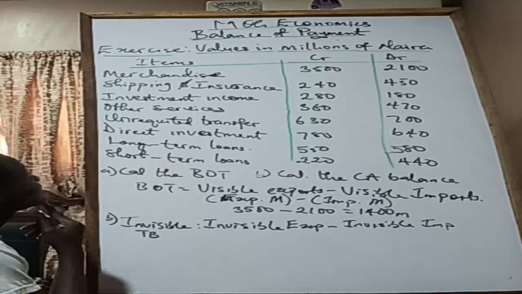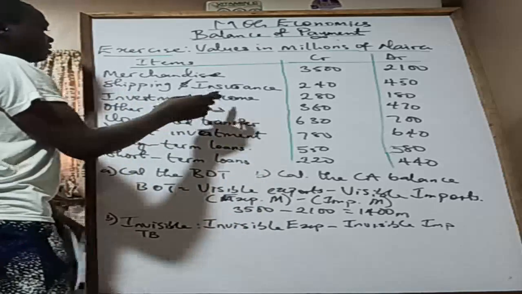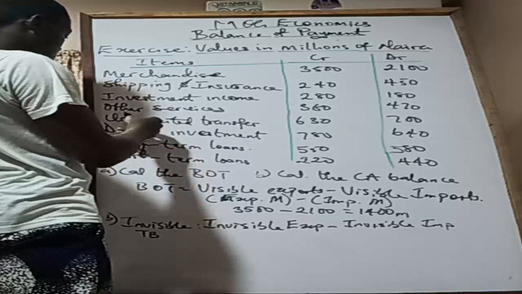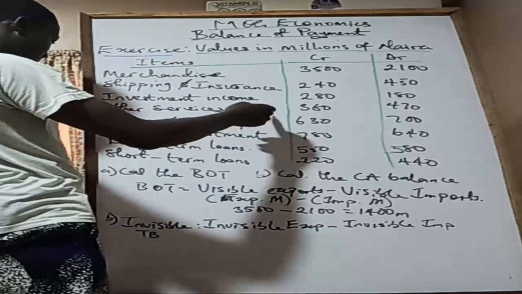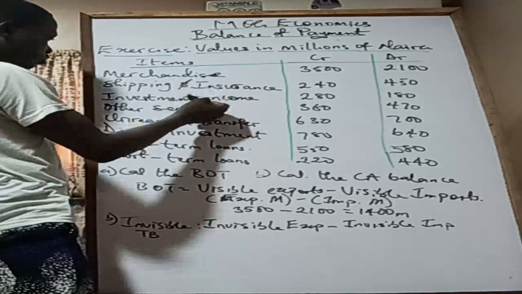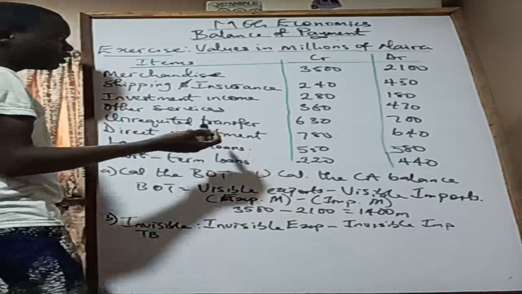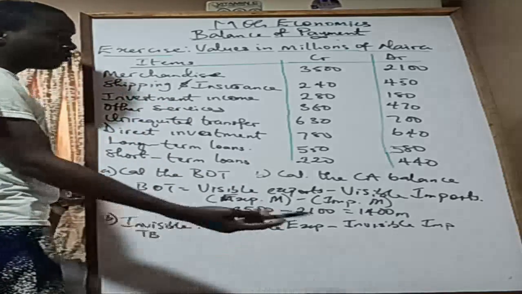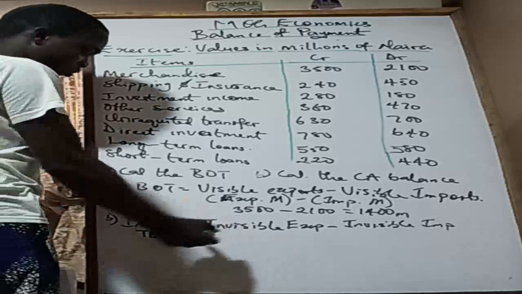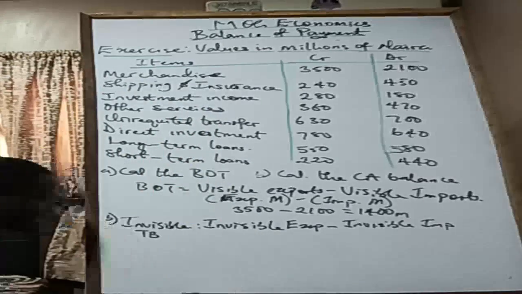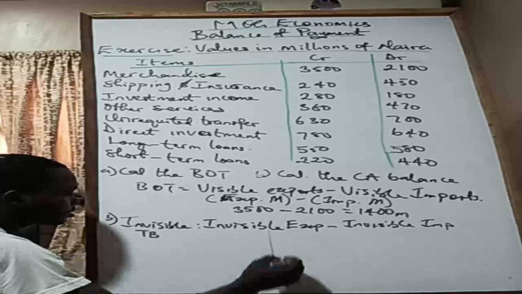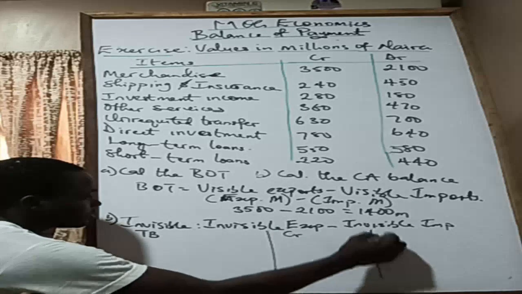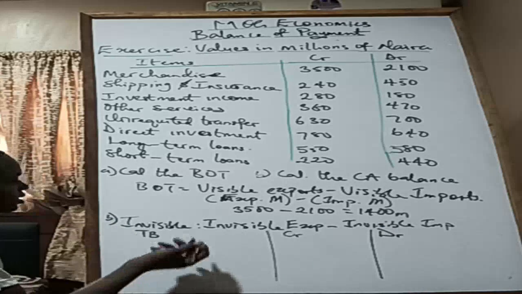So what are the invisible items? We have shipping and insurance, investment income, other services, and then unrequited transfer. So we have one, two, three, four. An easier way to do this is, instead of writing up the items one after the other, you can put them in tabular form. Under invisible trade balance we just have a table, where this is the credit side and this is the debit side.